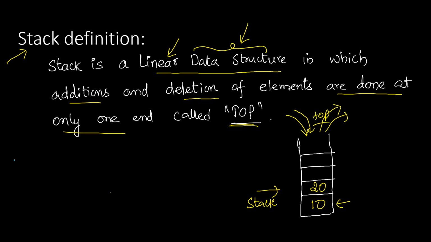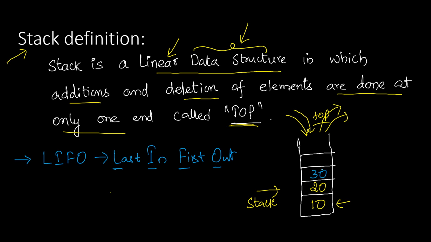Okay, and the second point which is most important is stack is also called a LIFO data structure. What is the meaning of LIFO? Last in, first out. What is the meaning of this? Suppose you already have 10, 20 and assume 30 is also there, and tell me what is the element that was recently added, that is 30.